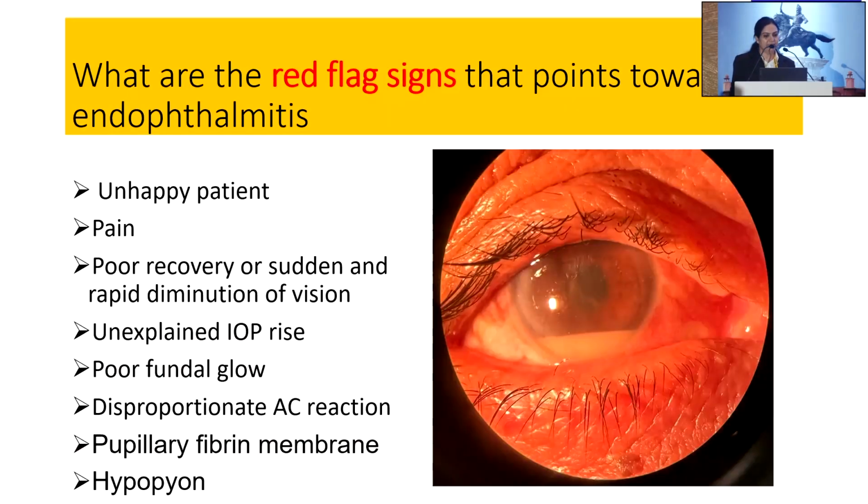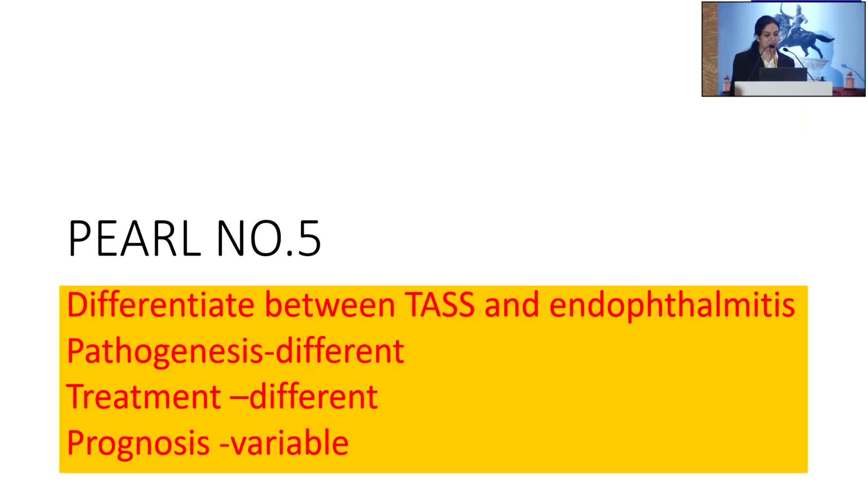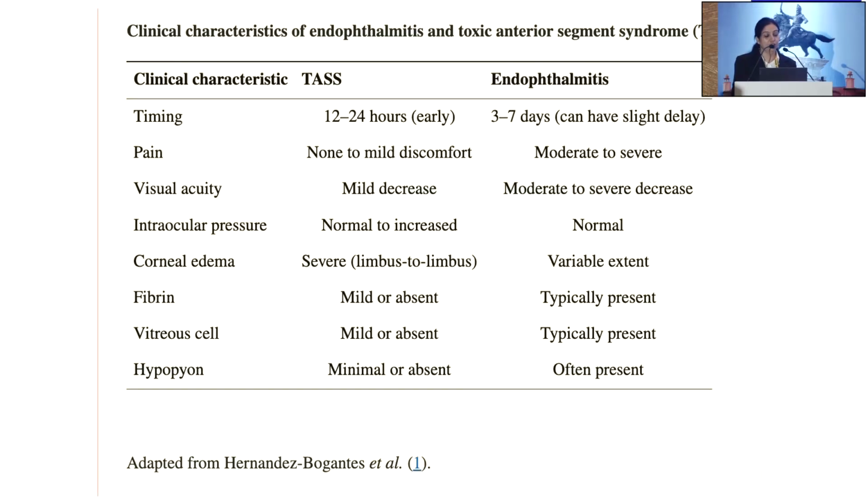What are the red flag signs that point towards endophthalmitis? Unhappy patients, pain, poor recovery or sudden rapid diminution of vision. Unexplained IOP rise is usually a very early indicator to pick up endophthalmitis at the earliest. Poor fundal glow, disproportionate AC reaction, pupillary fibrin membrane, hypopyon in the anterior chamber. It is very important to differentiate between TASS and endophthalmitis. Pathogenesis is different, treatment is different, the prognosis is variable.